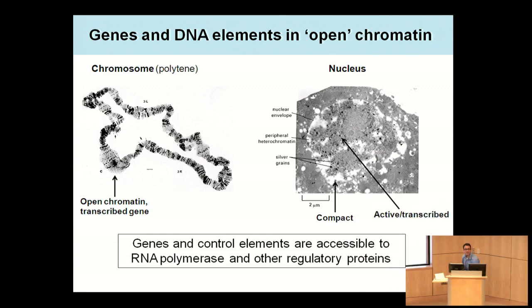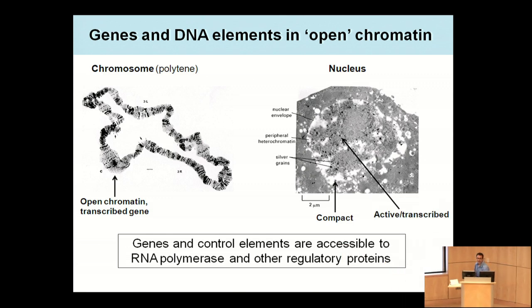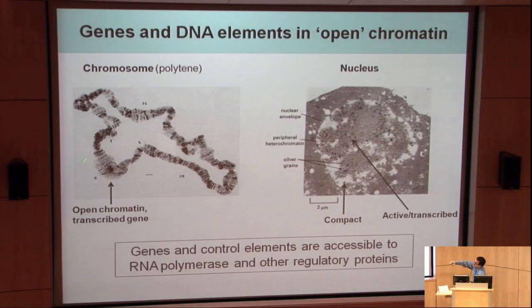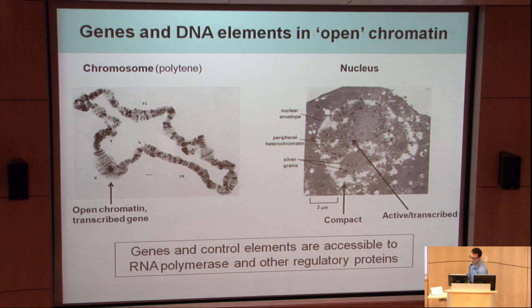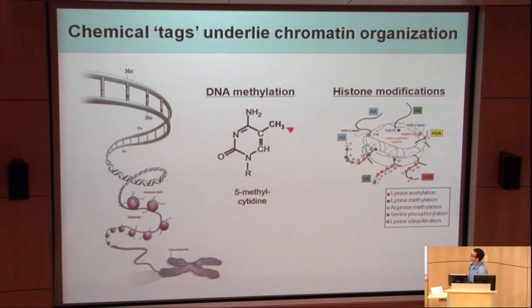The structure of the genome, the epigenome, is not static. It varies greatly across the genome. These are just very classical images showing that regions where there are transcribed genes are rather open. The chromatin unfolds and gives the protein machinery access to the DNA itself. One can see this in other ways. So really, genes and control elements are accessible.